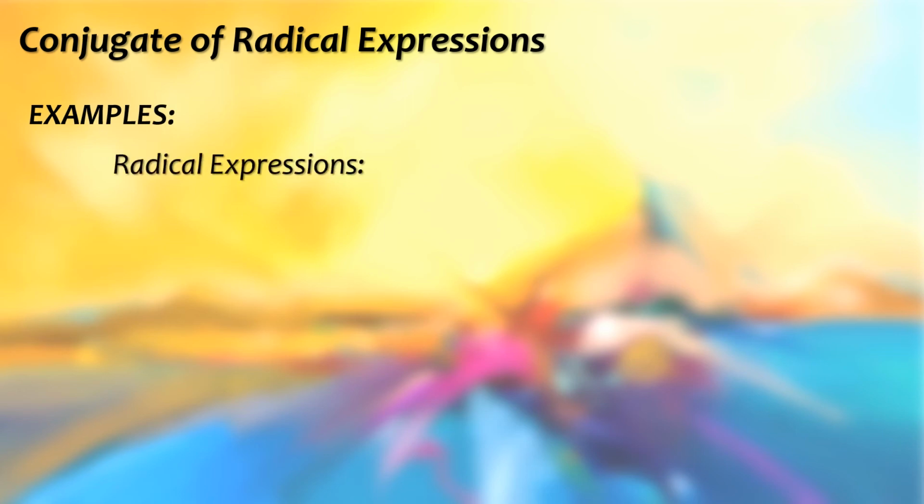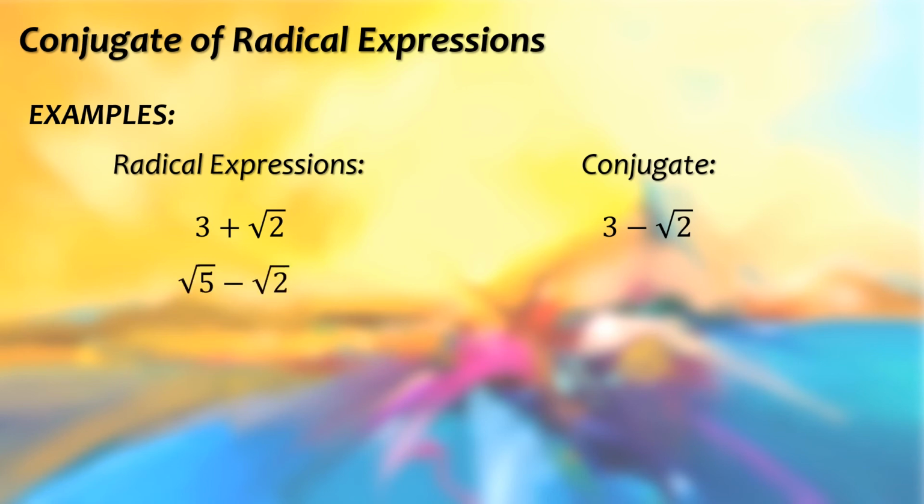Last is conjugate of radical expressions. So let's have the examples, radical expressions, and its conjugate. The radical expression na given natin is 3 plus square root of 2 at ang conjugate naman niya ay yung opposite sign, so that is 3 minus square root of 2. Next is square root of 5 minus square root of 2. So, ang kanyang conjugate ay square root of 5 plus square root of 2.